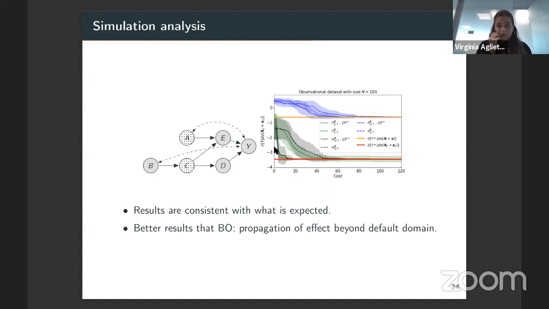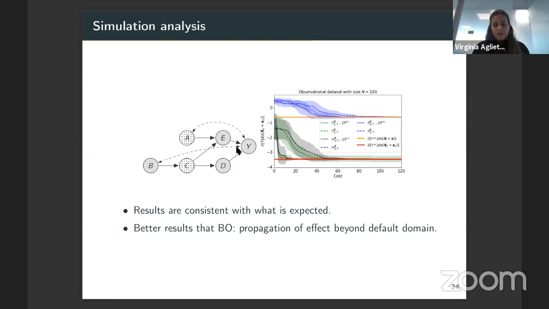And the first thing to notice is that the Bayesian optimization, which is represented by these two lines, converges to this orange value, while the CBO algorithm converges to this red value. So they converge to different solutions, and the Bayesian optimization one is suboptimal because in this case we are trying to minimize the Y.